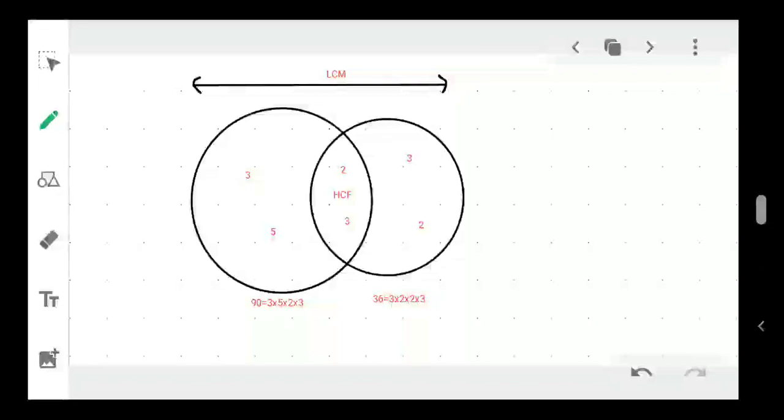Here, if you see this number 90, if you do prime factorization you can find that these numbers 3, 5, 2, 3 are the factors of 90. When you multiply all these factors 3, 5, 2, 3, you get 90. Now for 36, as we know, the factors are 3, 2, 2, 3. If we multiply these factors we will get 36. And you can see that 3 and 2 are again there.